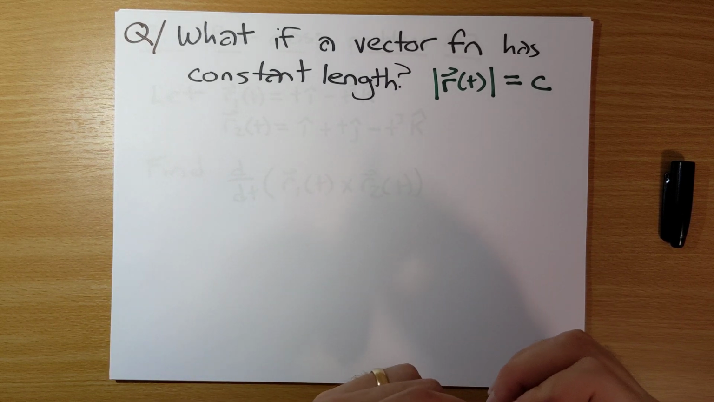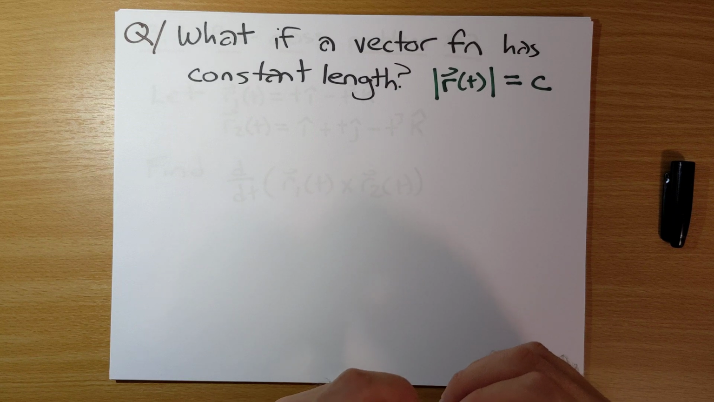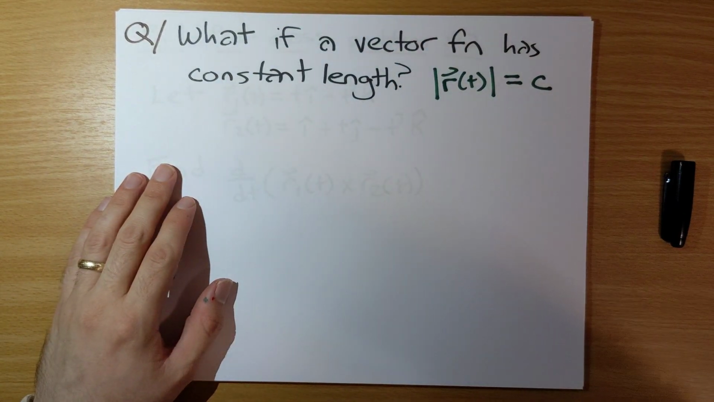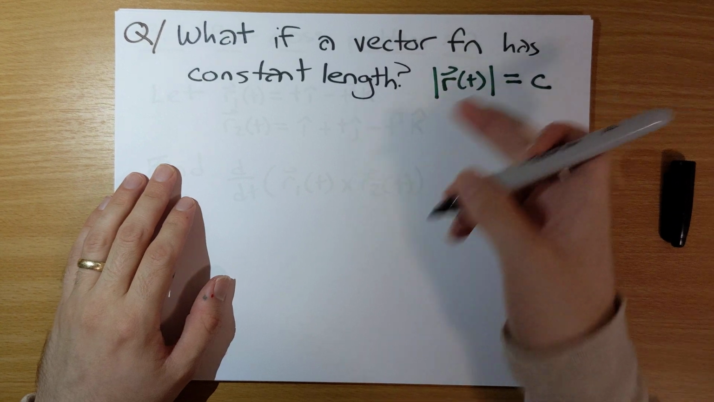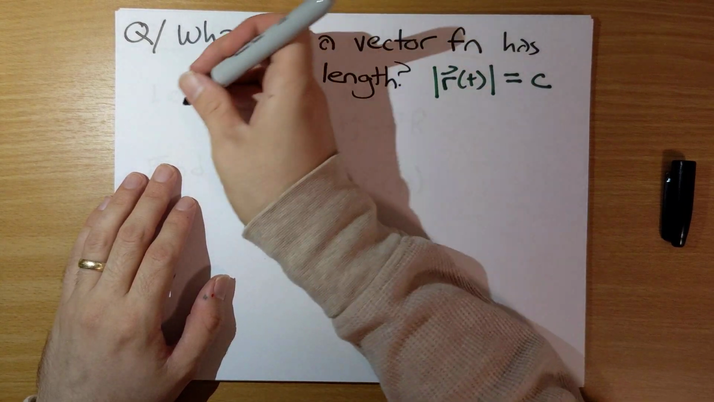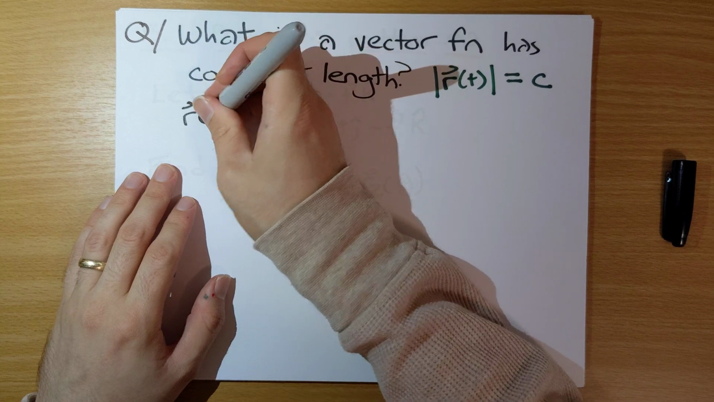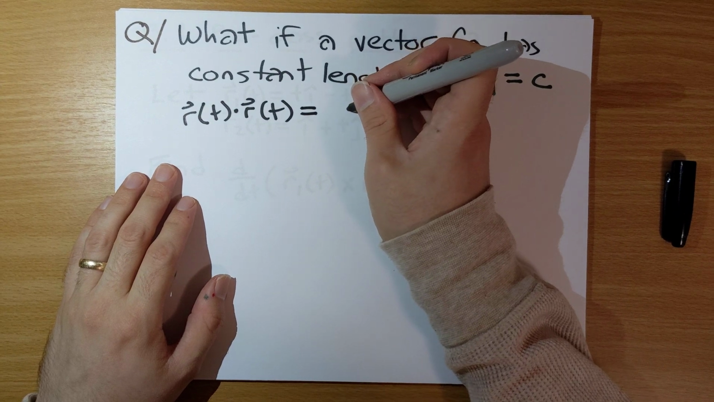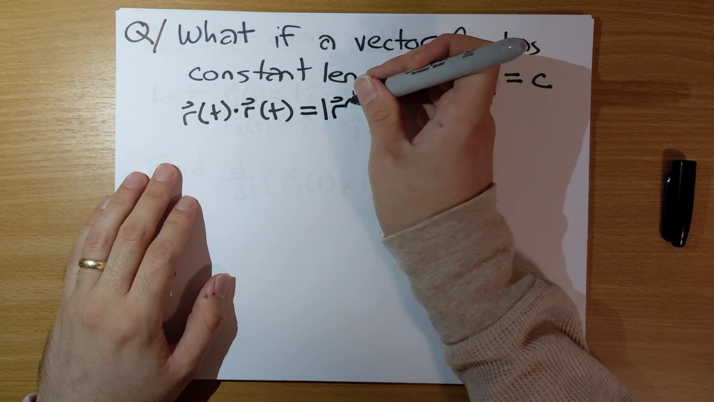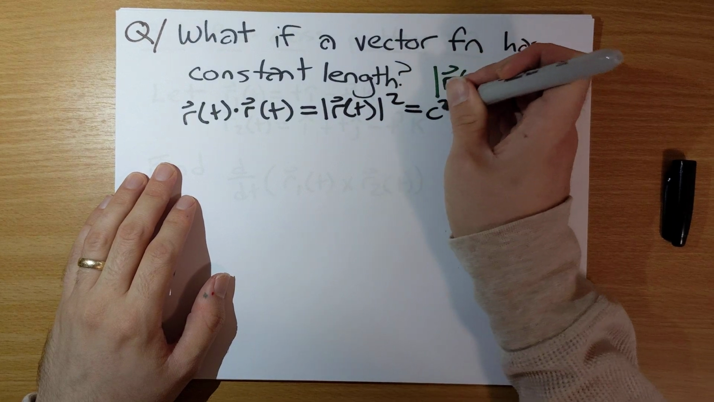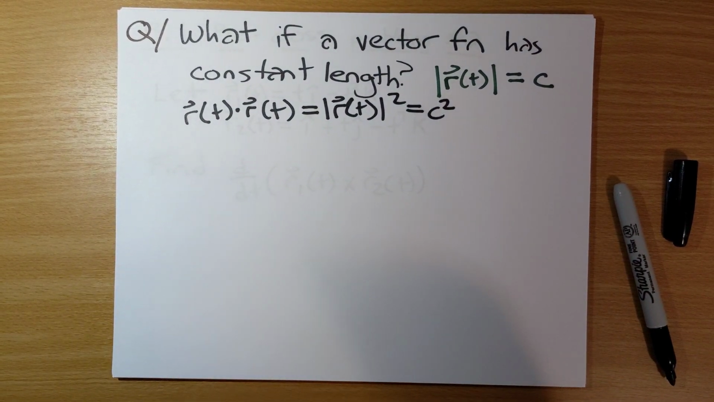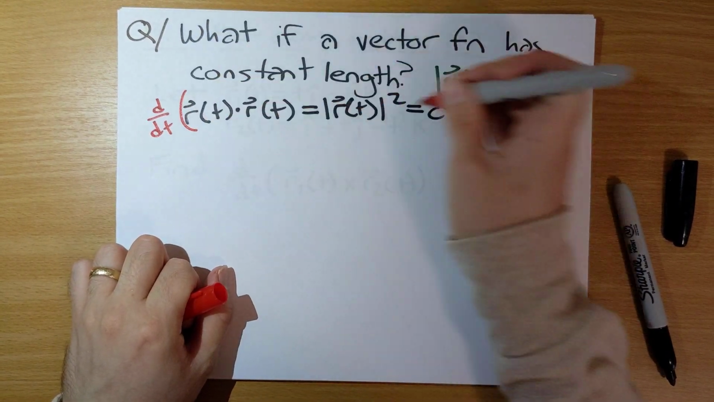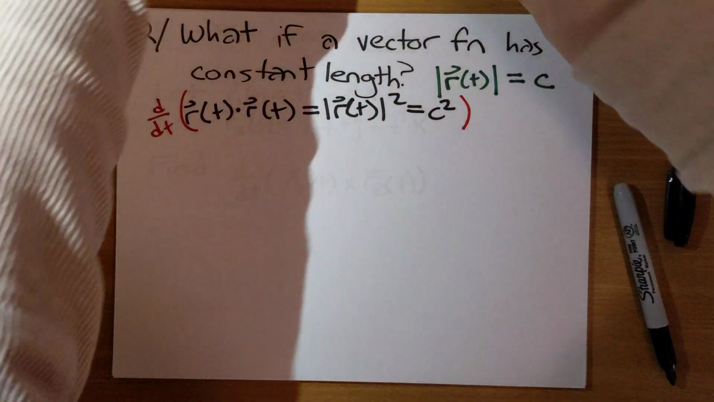Okay, so let's do some calculations with this. In other words, how do we get to the magnitude of r of t? R of t dot r of t is equal to the magnitude of r of t squared, and so that's going to equal c squared. Well, let's take the derivative of this. And we take the derivative of everything here. What do we end up with?